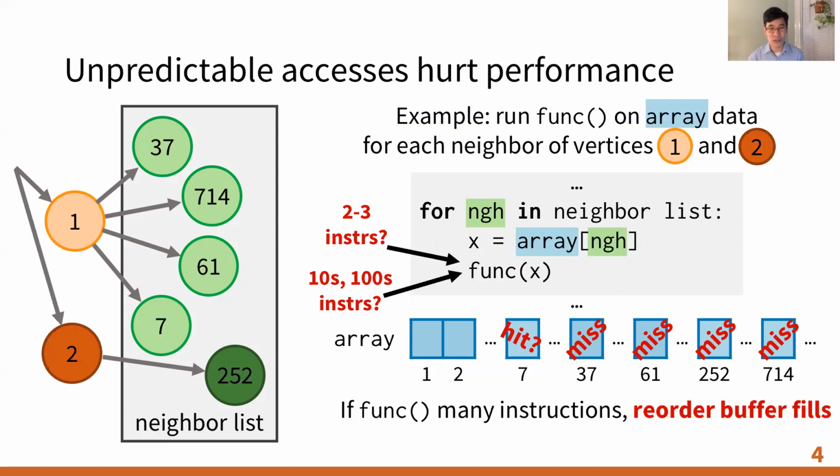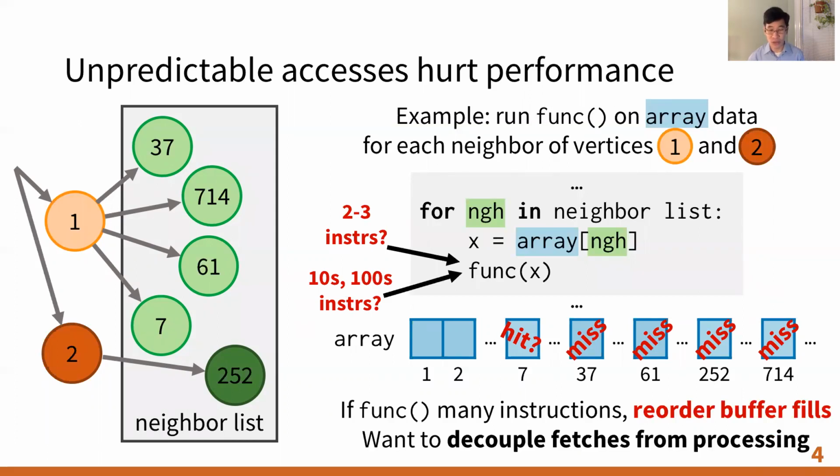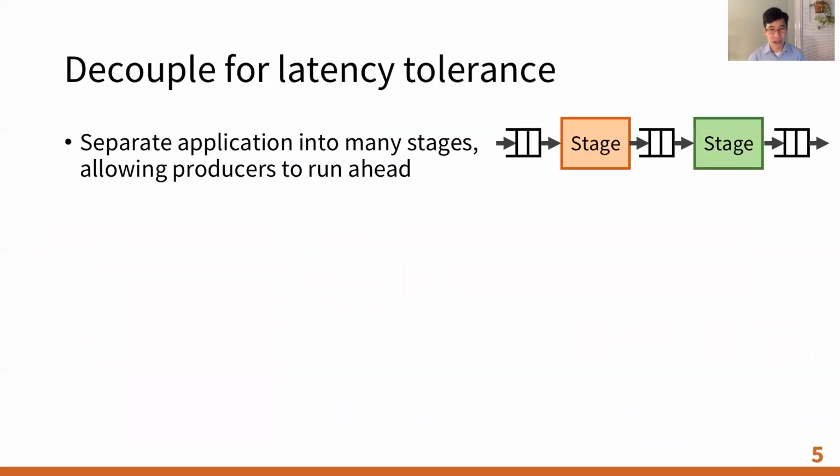We see no reason why fetching the array needs to be bottlenecked by the number of instructions in func. We want to decouple these accesses from their use. By decoupling these applications into many stages, we allow the producers to run ahead of the consumer stages. This achieves latency tolerance, but also allows us to use out-of-order core structures more effectively.